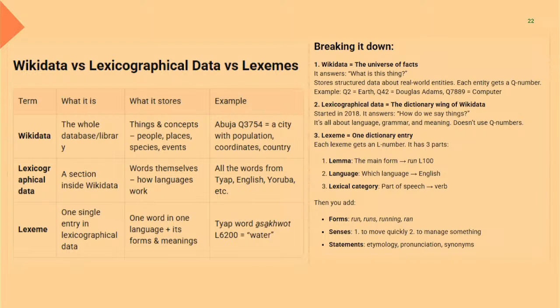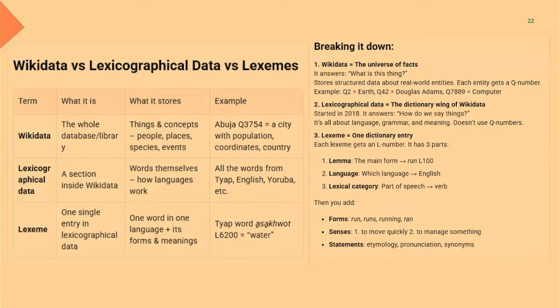And we have the lexicographical data. So the term lexicographical data, what it is: a section inside Wikidata. We should not confuse. A section inside what? Wikidata. So what does it store? It stores words themselves, how language works. That is the lexicographical data. Then the example, all the words for Tyap, English, Yoruba, etc. So it stores what? Languages.